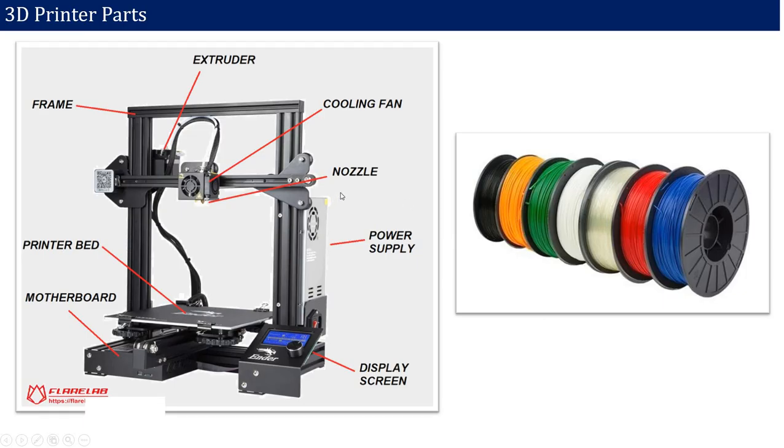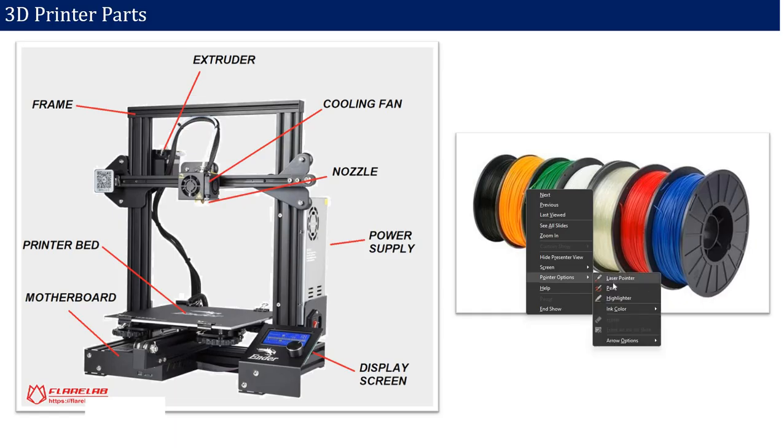Now let us discuss the different parts of the 3D printer. The 3D printer looks something like this. This is the basic design of the 3D printer. Each 3D printer has the frame, then it has the extruder. This extruder part is very important. We have the filament. The filament comes in the form of a wire having a diameter of 1.75. This wire comes through this extruder. Let me show you this one.